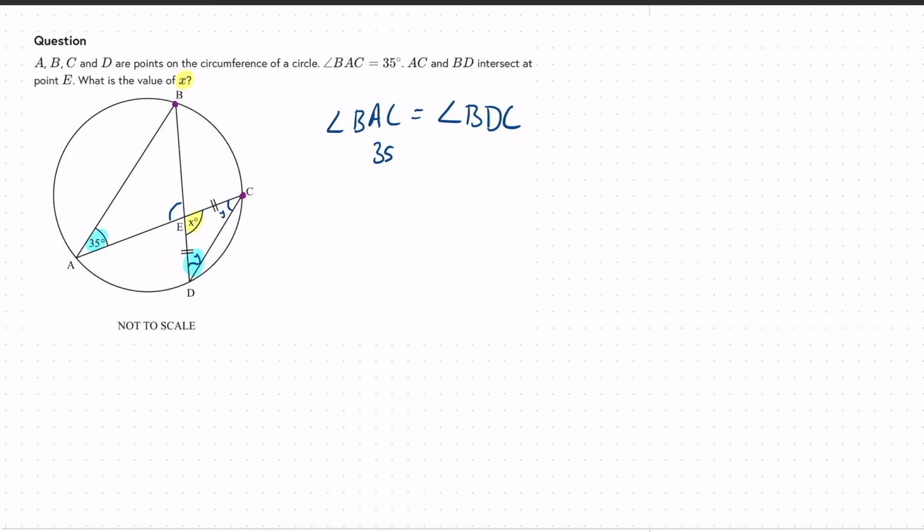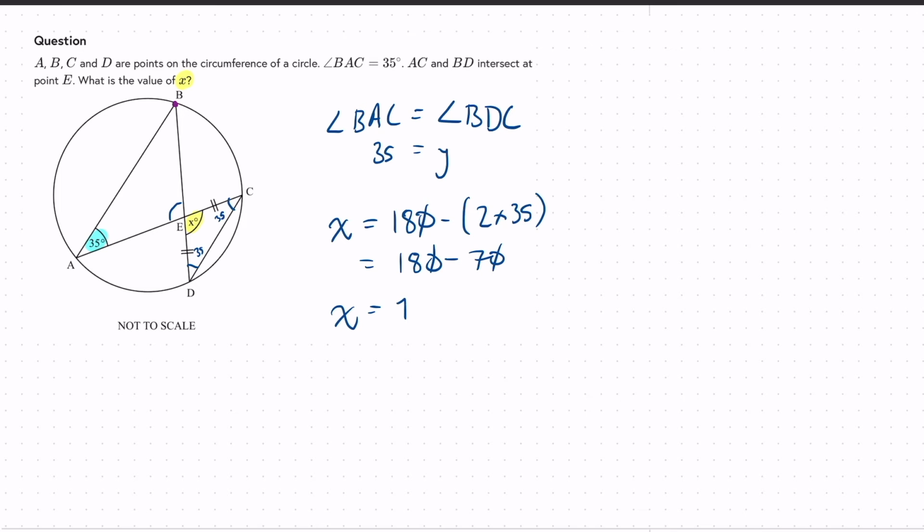So 35 equals y, which is what we've designated it. So let's just get rid of that. And if that's 35, then this is 35 as well. Then x is equal to the difference of 180 and 2 lots of 35, so 180 minus 2 times 35, 180 minus 70. X is equal to 110 degrees.